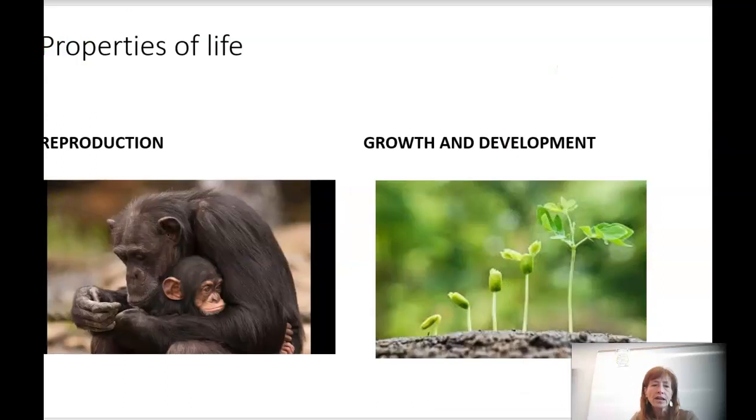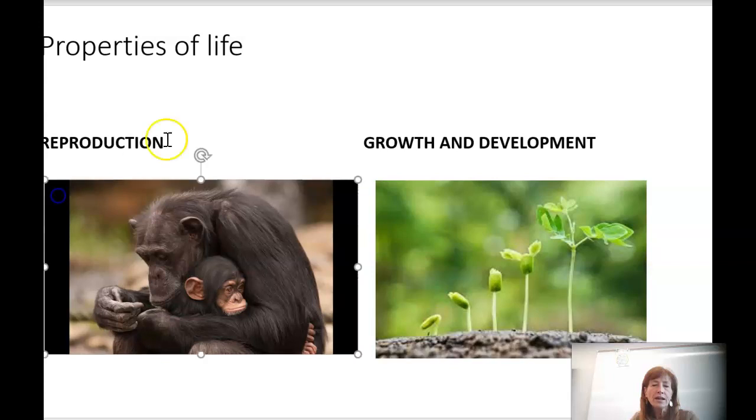Other things to look at are, whoops, didn't mean to move that. I'm going to move this over here just a little bit more. We're going to move this whole thing if we can.